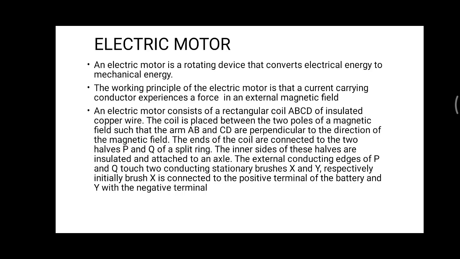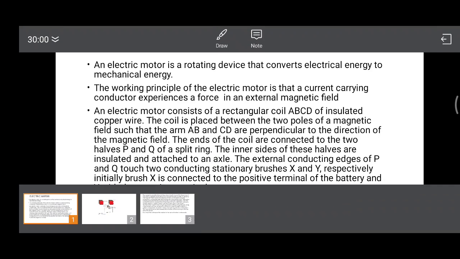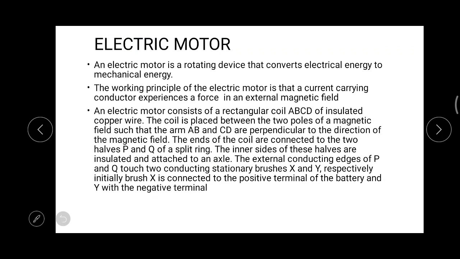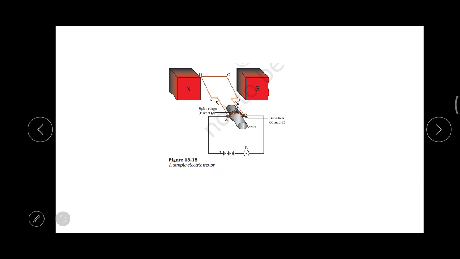So the working principle of the electric motor is that a current carrying conductor experiences a force in an external magnetic field. If you are keeping the current carrying conductor in an external magnetic field, it experiences a force, and it will also exert a force upon the permanent magnet. So equal and opposite, Newton's third law. So first of all, let us see the diagram of the motor. This is the diagrammatic representation of the electric motor.